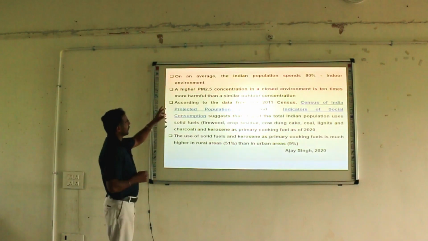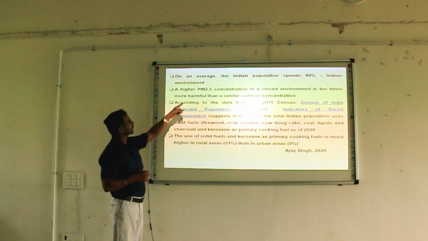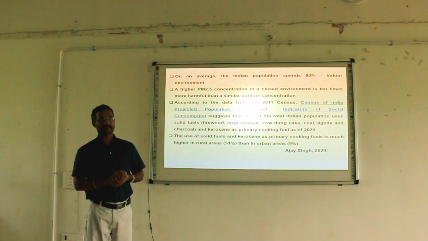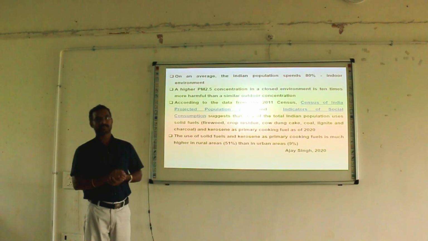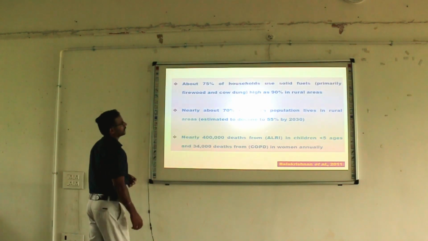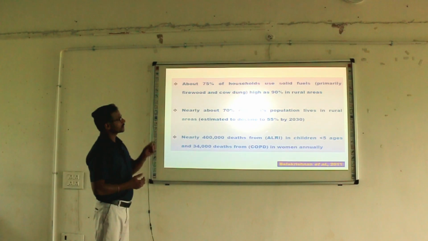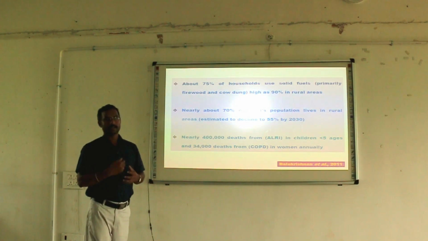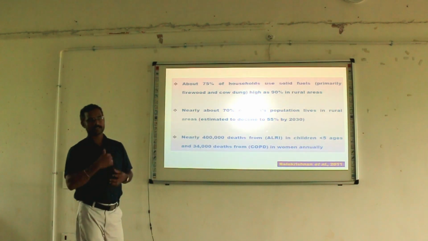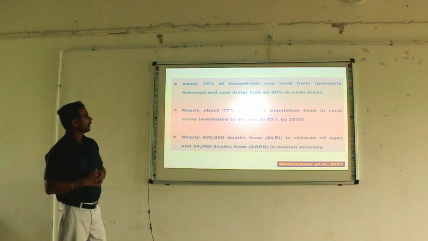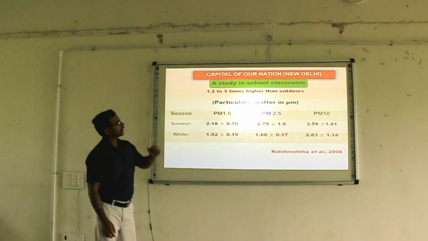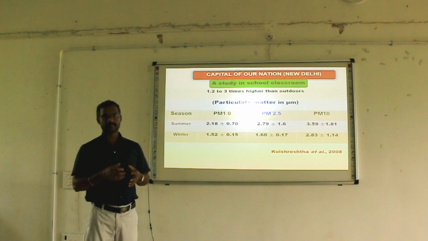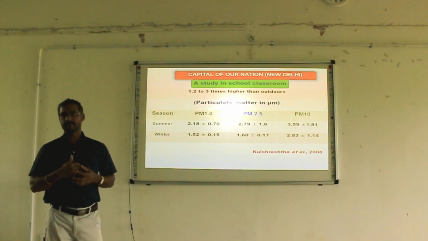Compared to other particulate matter, particulates of 2.5 micrometer size spoil human health more than other particulates. Here 70% of households use solid fuels, that is firewood, as I already told, cow dung, and other materials for cooking and baking purposes. Then the capital of our nation, New Delhi, we already know is a highly polluted city in India and the world.